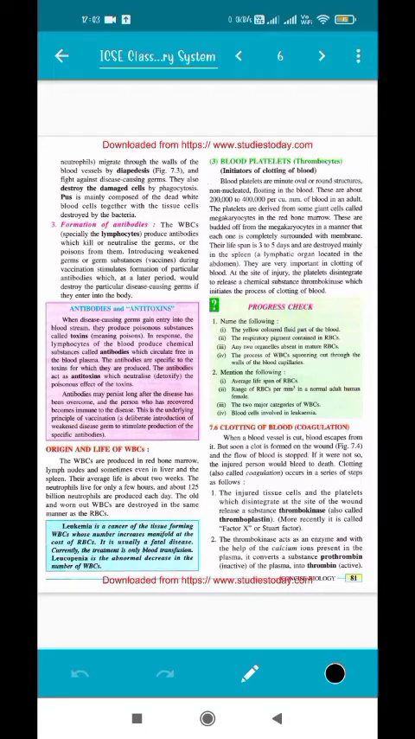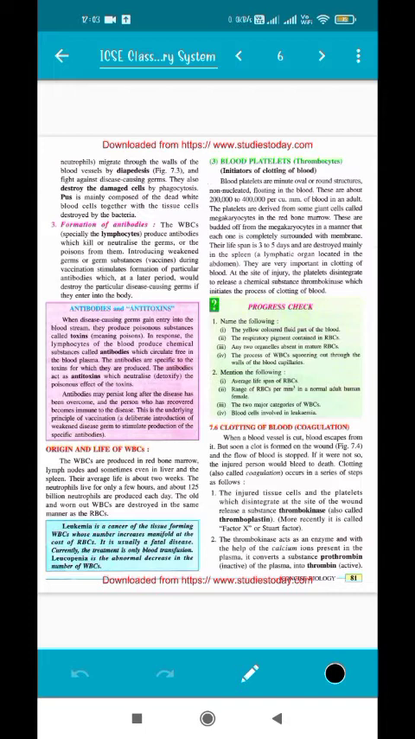Clotting of blood, or blood coagulation. When a blood vessel is cut, blood escapes from it. But soon a clot is formed on the wound and the flow of blood is stopped. This is done in order to protect our body from excessive blood loss. If it were not so, the injured person would bleed to death, like in the case of various types of blood diseases. There are diseases such as hemophilia, where people's bodies are not able to clot their blood. It keeps on flowing and flowing. Okay, so those people can die at a very young age because of overbleeding.